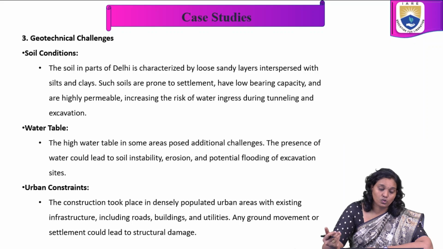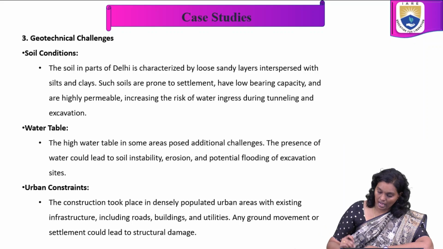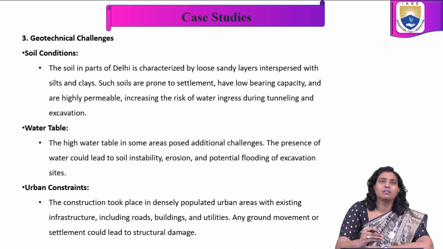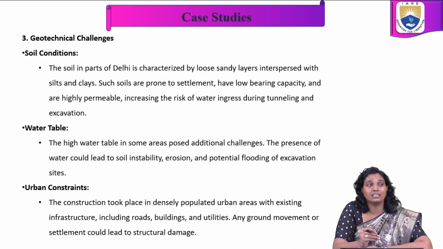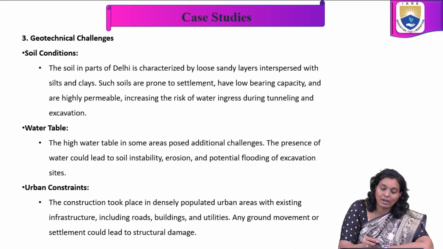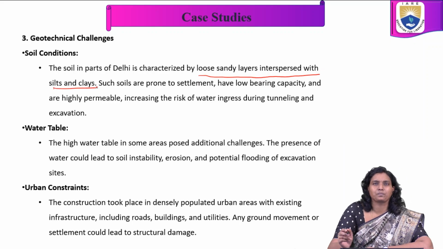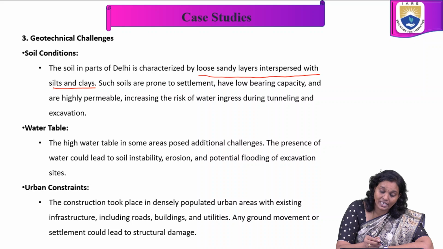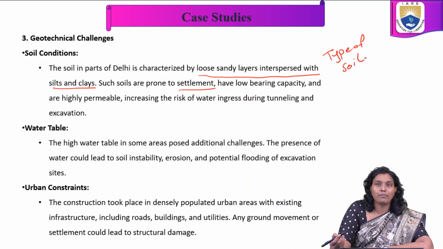Now we split these challenges into different parameters: soil conditions, water table, and urban constraints are the major challenges we face in this condition. In soil conditions, the soil in parts of Delhi is characterized by loose sandy layers interspersed with silts and clays. Such soils are prone to settlement. So this type of soil is loose and sandy layers with silts and clays.